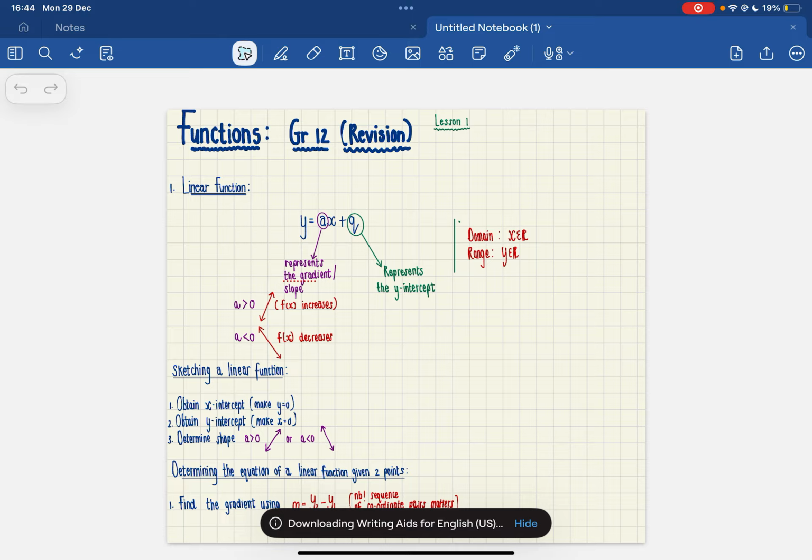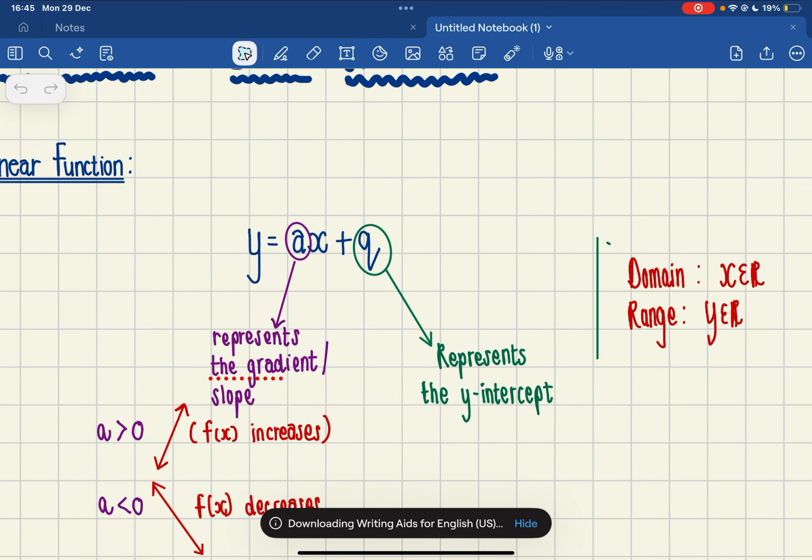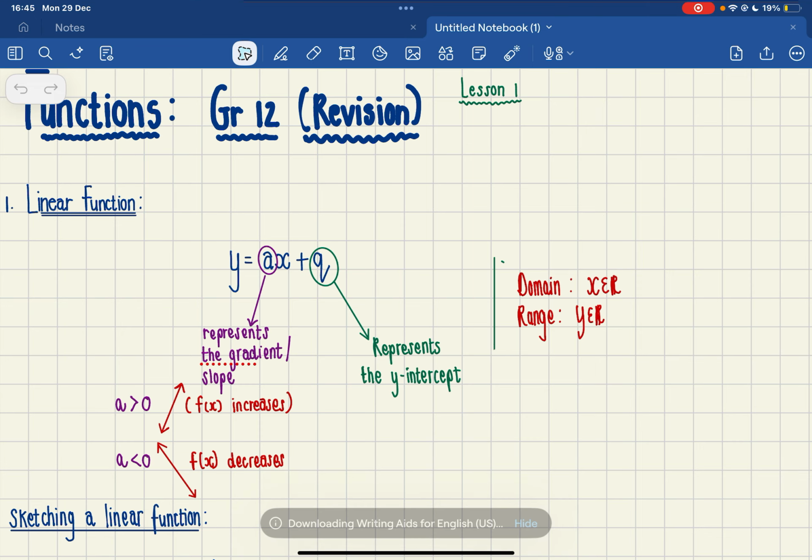And in this session, we'll be revising the linear function, and then we'll be proceeding with the quadratic function, the hyperbola, as well as your exponential graph. From there on, we'll be moving on to functions and inverses.